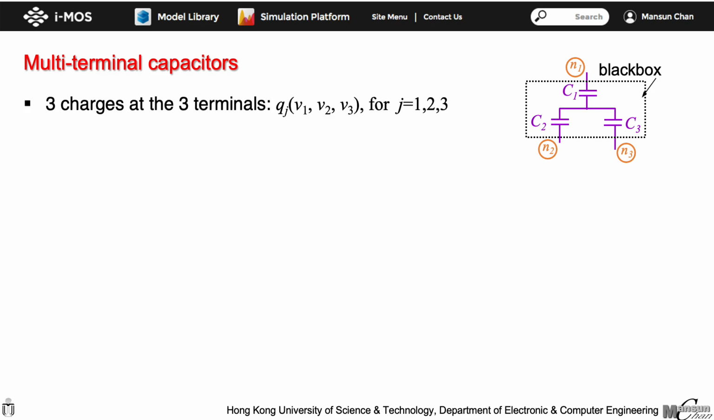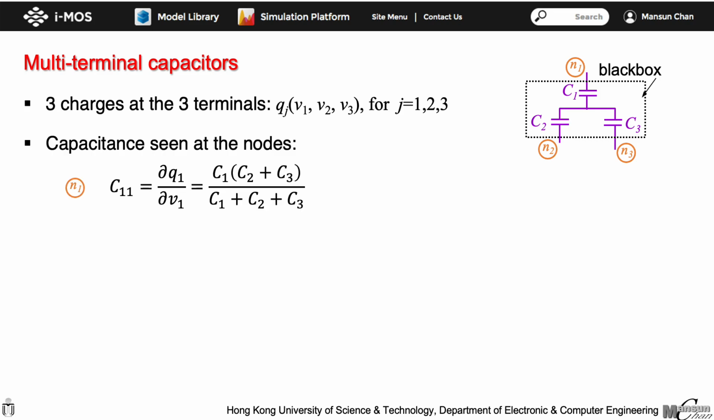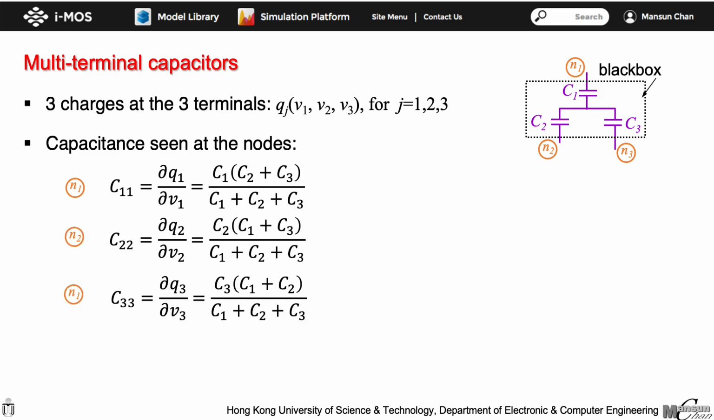And there are three terminal charges associated with it that we call Q1, Q2, and Q3. Each of these charges is a function of three voltages, V1, V2, and V3. At each node, we can measure a capacitance, which is the amount of charge increase when the node voltage changes. For example, at node 1, the observed capacitance is called C11, which is defined as the increment of charge at node 1 as a result of voltage change at the same node. With the example circuit, it can be expressed in terms of C1, C2, and C3 as shown here. We can find the capacitances at node 2 and node 3 in a similar way.